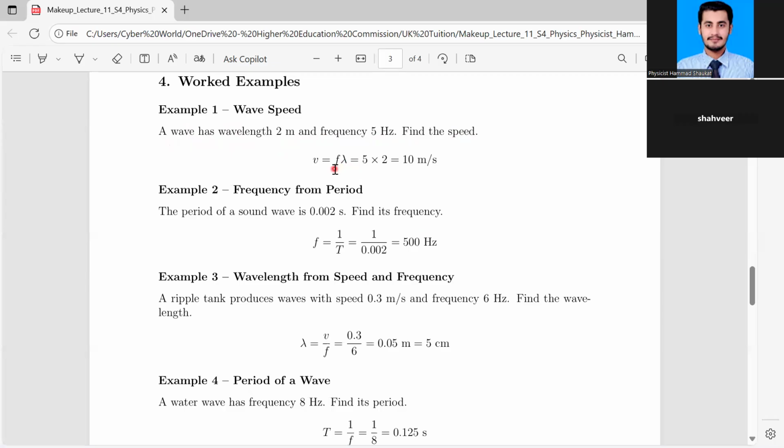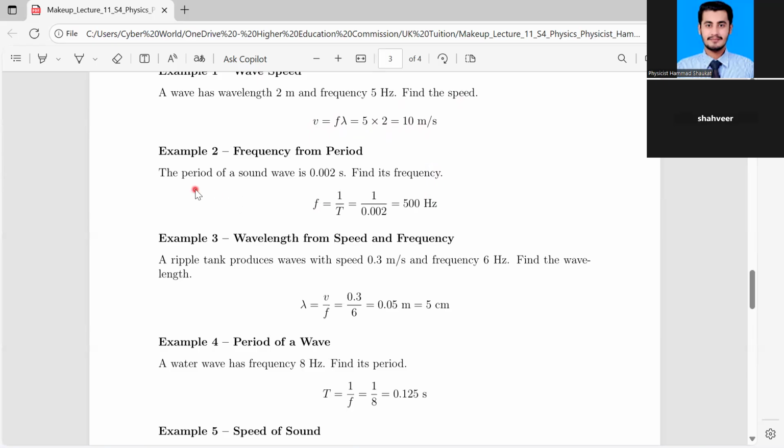The value of frequency is 5 hertz and the value of wavelength is 2 meters. What you have to do is simply multiply 5 by 2, and you will get your answer, which is 10. And this is the velocity, this is the speed, and you know what the unit for velocity is? It's meters per second. So the answer is also in meters per second. So the answer is 10 meters per second.